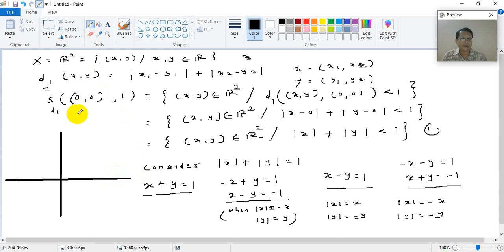Now here it will be say 1 comma 0. Here it will be on this side minus 1 comma 0. Here it will be 0 comma 1, and here it will be 0 comma minus 1. Now x plus y is equal to 1. Whenever I take this line, what is its x intercept?